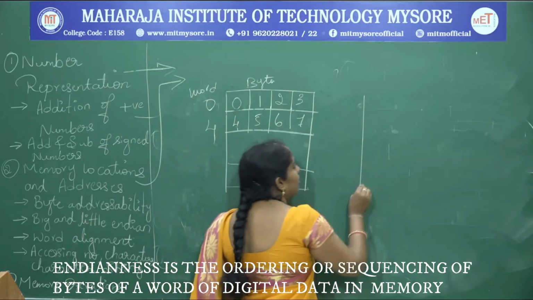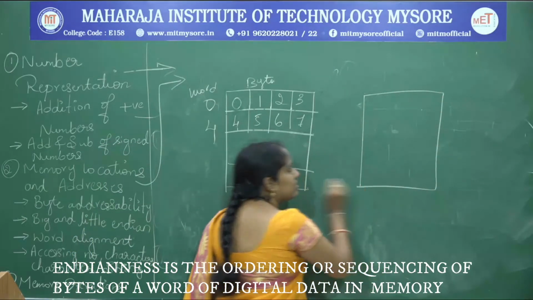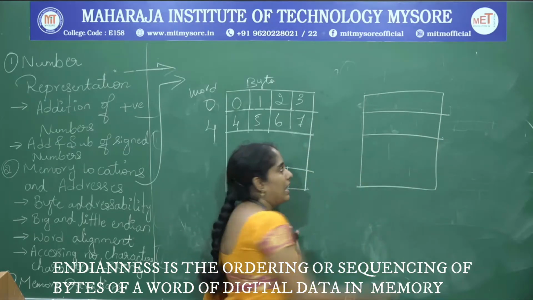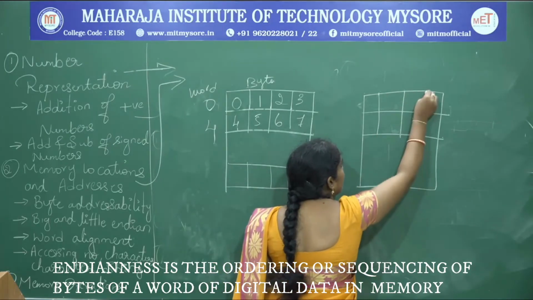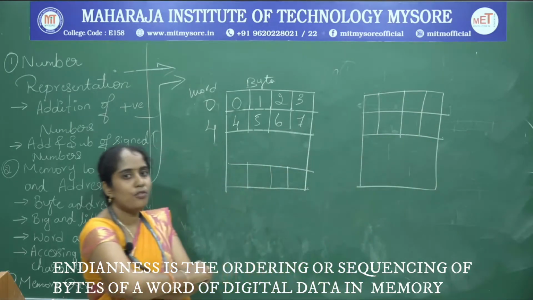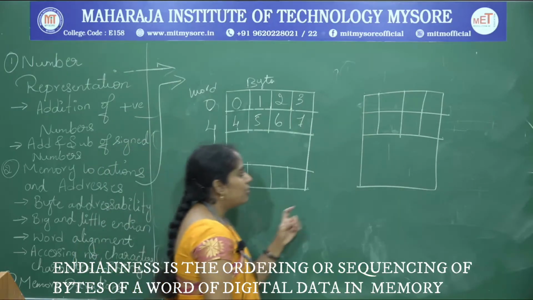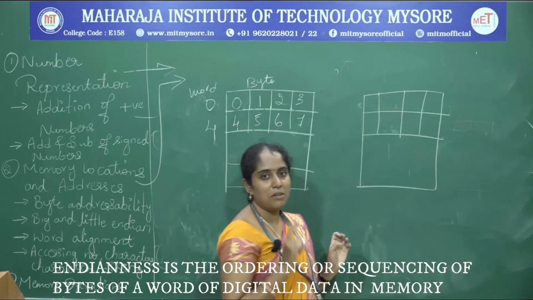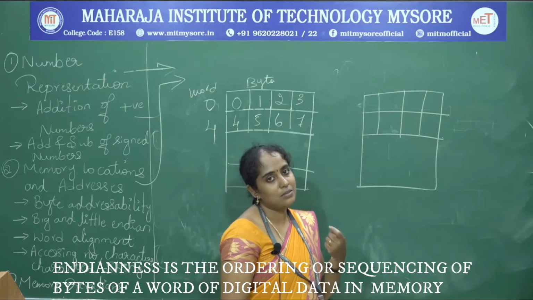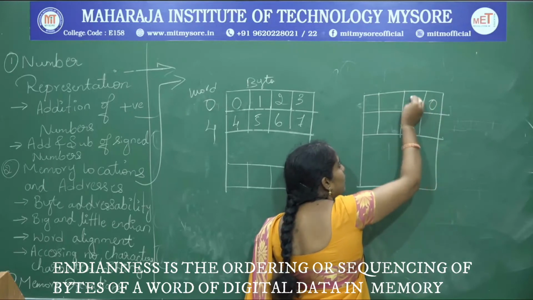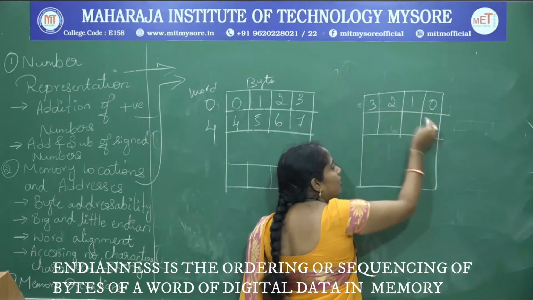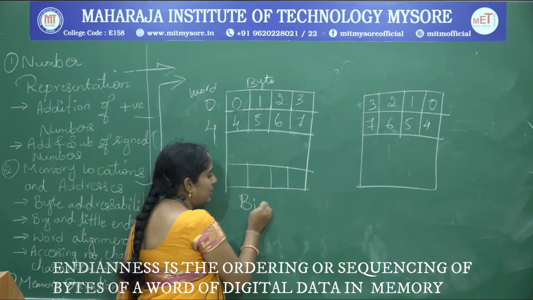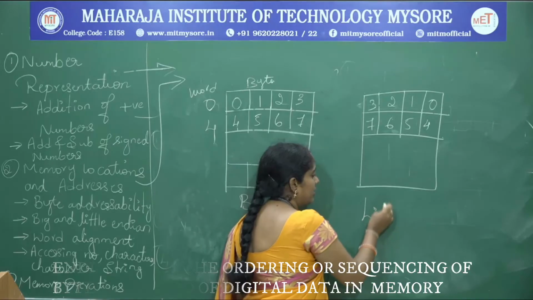So take an example for little endian. This is the memory and it is a 32-bit word length. Again this will be divided into 4 bytes. Okay, so here in the little endian concept, the least significant byte will contain the smallest byte address. That means 0, 1, 2, 3, 4, 5, 6, 7. So this is big endian and this is little endian.